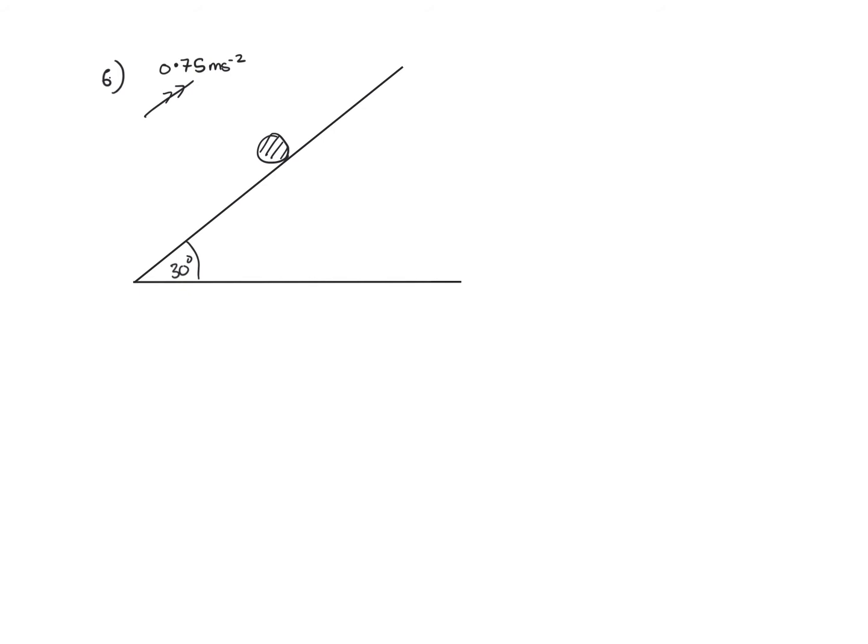So question number 6, we have a crate of 30 kilograms, so that's got a weight of 30g, and it's being pulled up a smooth slope inclined at 30 degrees to the horizontal by a rope which is parallel to the slope. So there must be a tension in this rope, and then we must have a normal reaction force like that. The acceleration is 0.75 meters per second squared up the slope. So part 1 requires us to sketch the diagram, which is there.